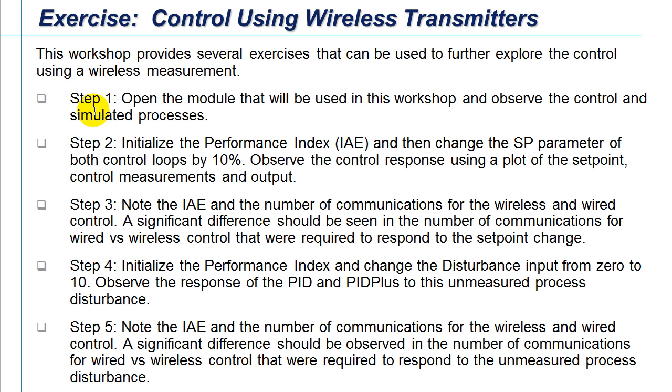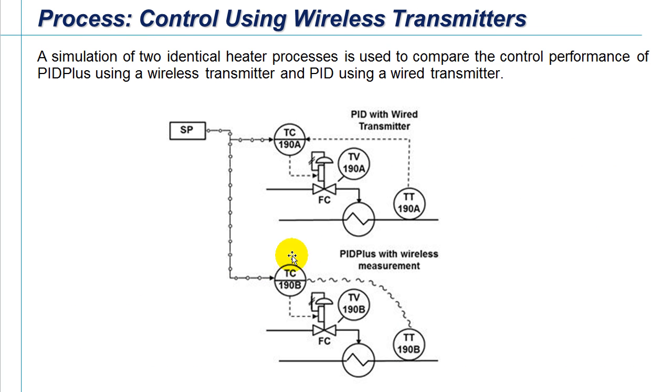control using PID. We will then initialize a performance index which we'll use to compare control performance and then introduce a set point change. We will then examine the integral of absolute error and number of communications for the set point change. After doing this, we will reinitialize the performance index and introduce a disturbance change, and then again examine the integral of absolute error and number of communications for wired as well as for wireless control.